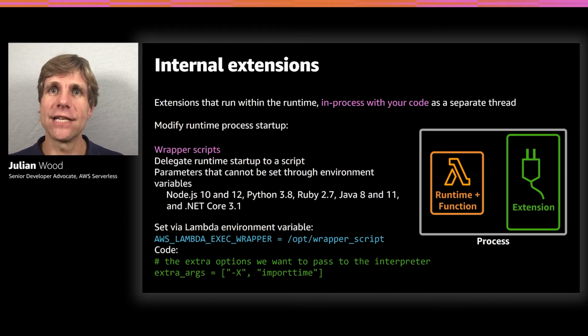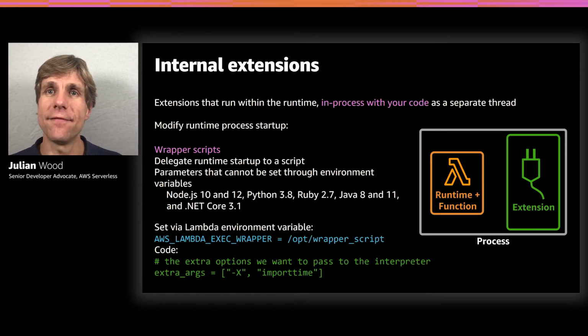For internal extension wrapper scripts, you delegate the runtime startup to a separate script. This allows you to, in effect, wrap your whole function up in a separate script. These are also configured via Lambda environment variables.